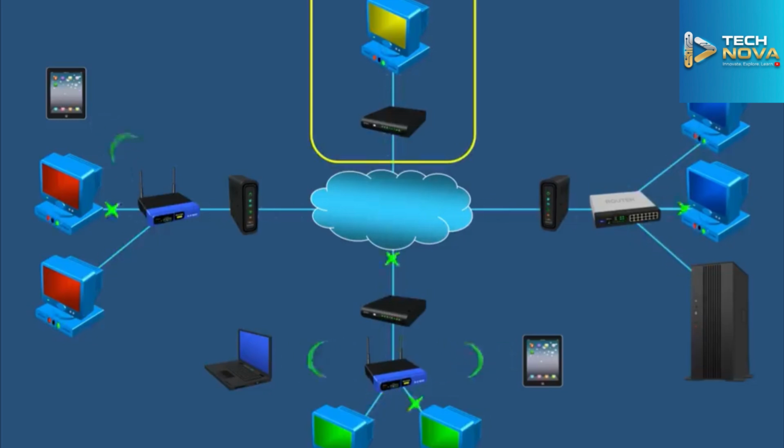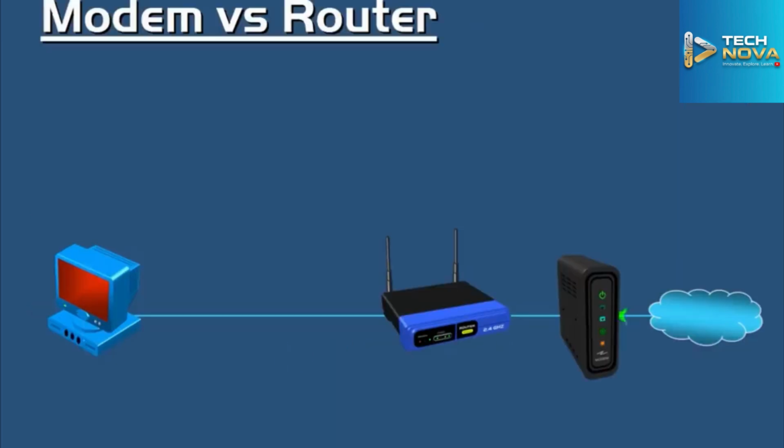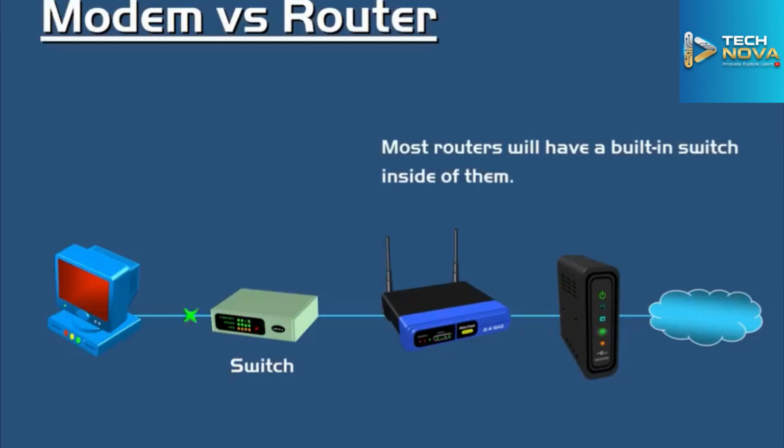Now, if you're wondering how hubs and switches relate to routers and modems, especially if you saw my other video where I explain the differences between hubs, switches, and routers. Well, keep in mind that most routers will have a built-in switch inside of them. So there's no need to have a switch if you already have a router that has a switch built into it. So for example, a router like this may have a 4-port integrated switch so that you can connect 4 Ethernet cables for your wired devices.